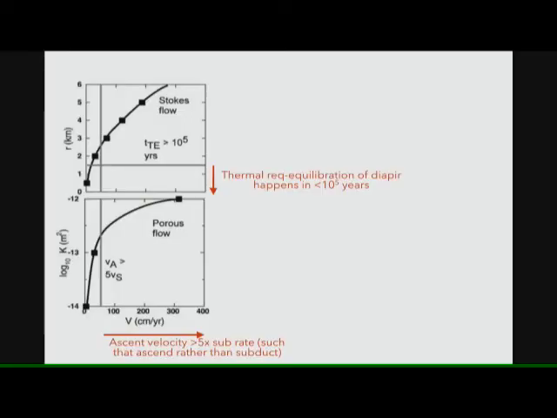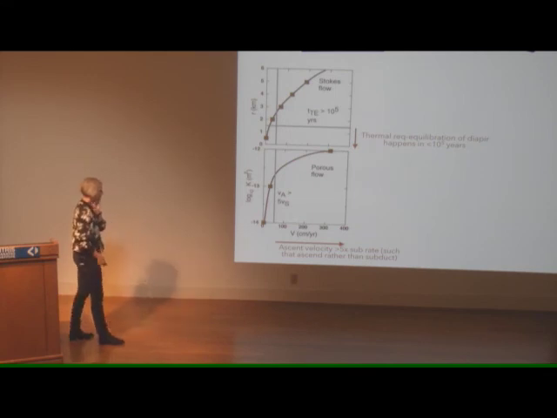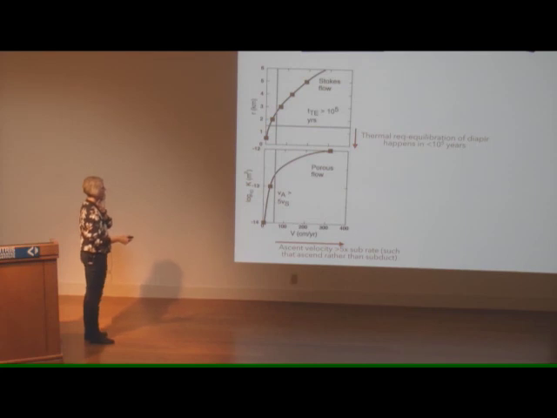Yeah, so constraints from U-series require that, well, there's a variety of constraints, but the constraints require that the melt essentially make it from its point of origin to eruption in less than 10 to the 5 years. And so this is a model comparing Stokes flow versus porous flow. So this is the radius of the diapir in Stokes flow versus ascent velocity. And then here for porous flow, this is sort of reaction time.